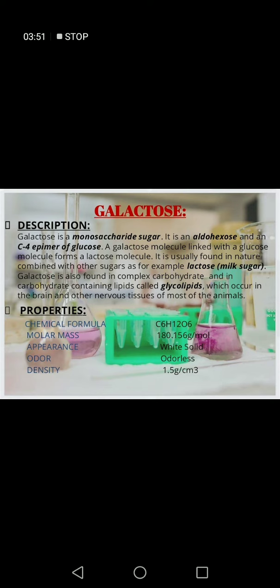Some of the properties of galactose are listed below. The chemical formula of galactose is similar to glucose, C6H12O6. The molar mass is also similar to glucose, 180.156 gram per mole. The appearance is a white solid, it is odorless, and the density is 1.5 gram per centimeter cube.